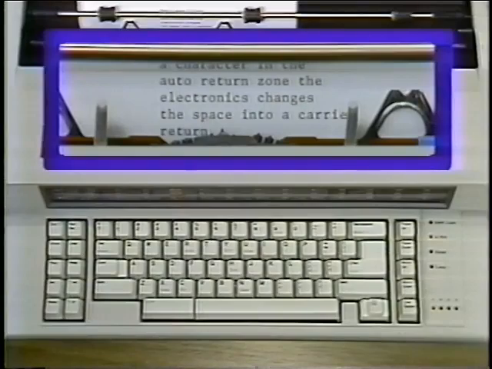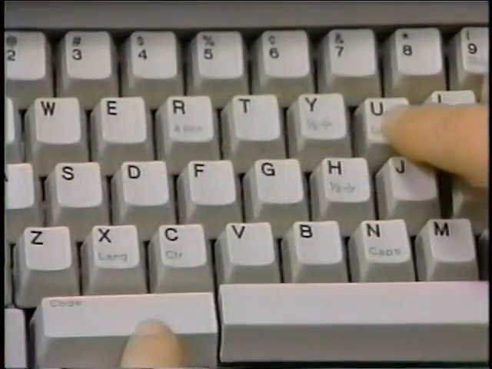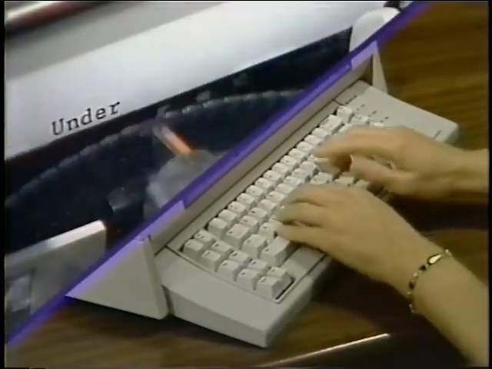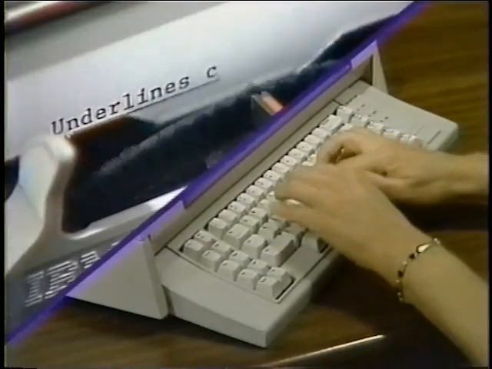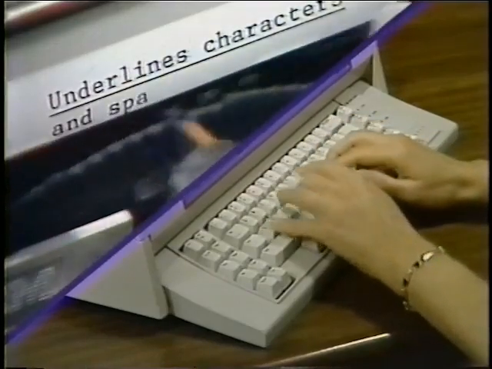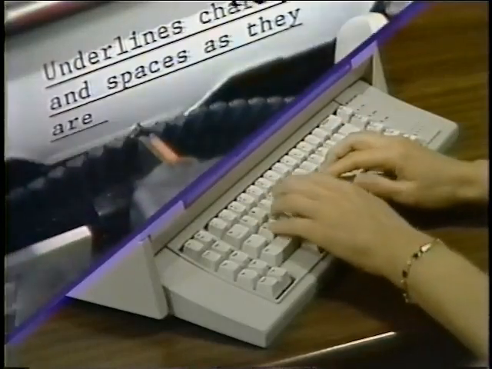To turn the auto return feature off, press code plus R again. To turn automatic underline on, press code plus U. In automatic underline mode, all characters and spaces are underlined as you type. To turn automatic underline off, press code plus U again.